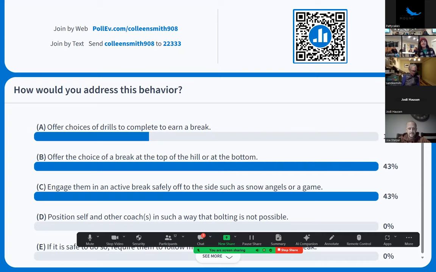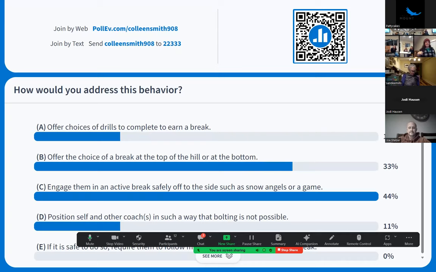How are the percentages being changed? Because if you have a phone, you can scan this QR code and do the answer. Sorry, you missed the very beginning part. Yeah, if you scan that, you can see the choices and vote.